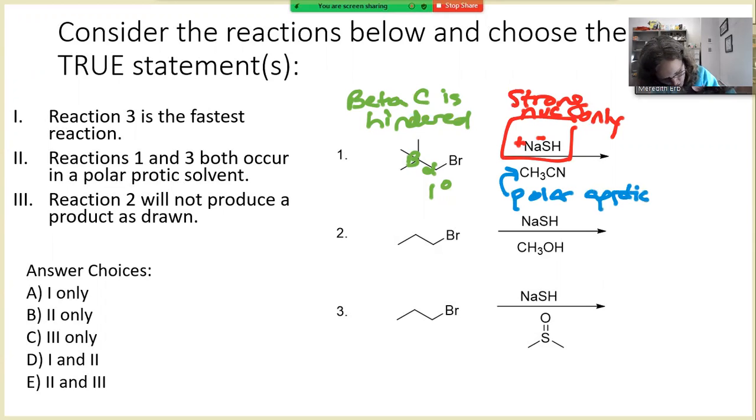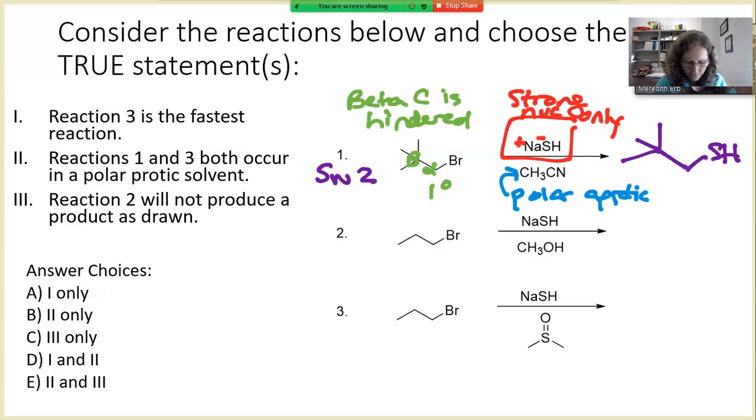So thinking about all of these factors, a primary but hindered substrate, a strong nucleophile only, and a polar aprotic solvent, I'm thinking that this reaction is an SN2 reaction. The reason why is because our substrate is fairly sterically unhindered. We have a strong reagent and an aprotic solvent. So all three of those factors favor SN2. So I'm going to think about what my product would look like. And we're going to replace the Br with an SH.